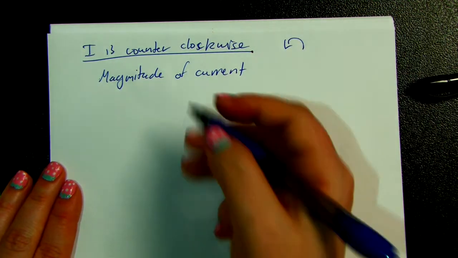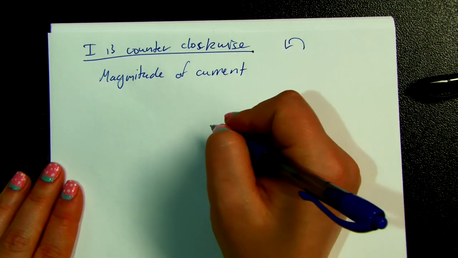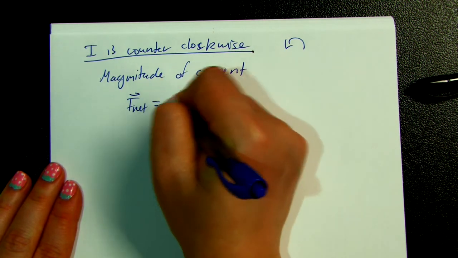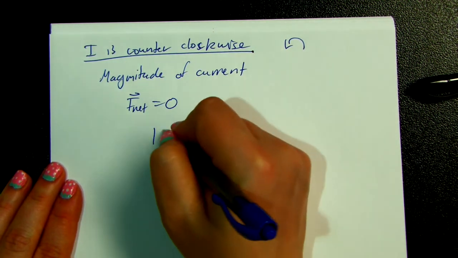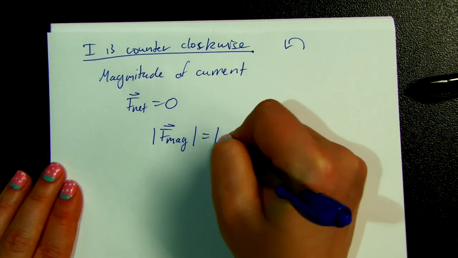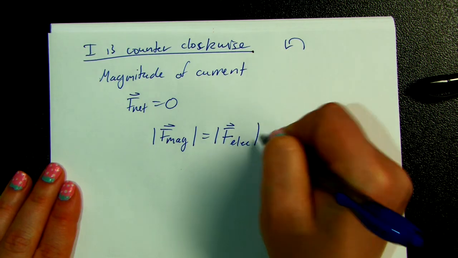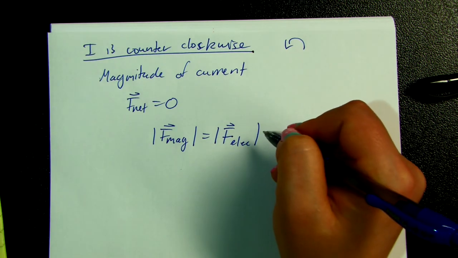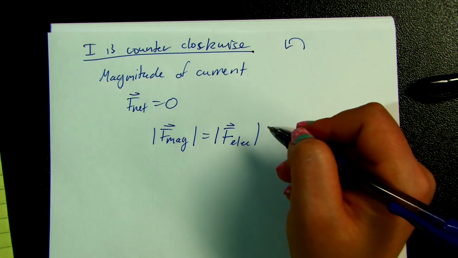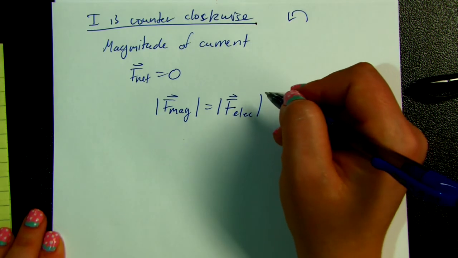It's counterclockwise. Okay, so now we're going to bring our equations out to play. F net, we know, is equal to 0. So the magnitude of the magnetic force must be equal to the magnitude of the electric force. A reasonable starting point is F net equal to 0. There's nothing else in the surroundings bringing a force, so these are the only two things that we are contending with.